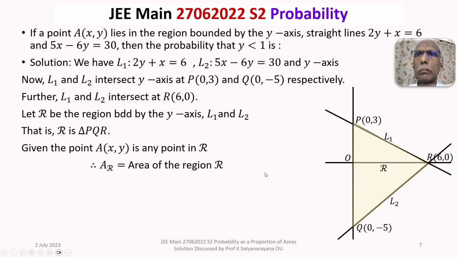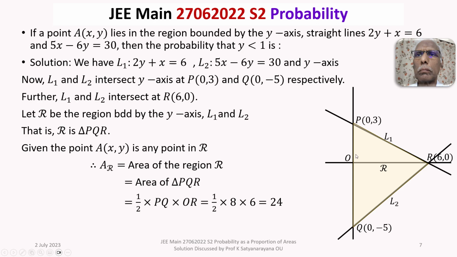And how do we get the area? That is the area of the triangle PQR. For the triangle PQR, take PQ as the base and the height is OR. So, half into PQ into OR.